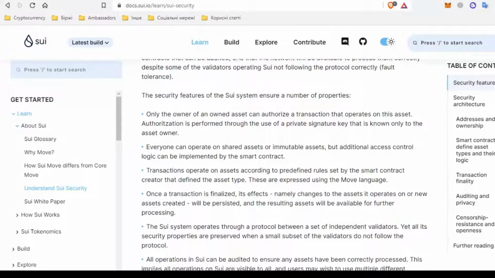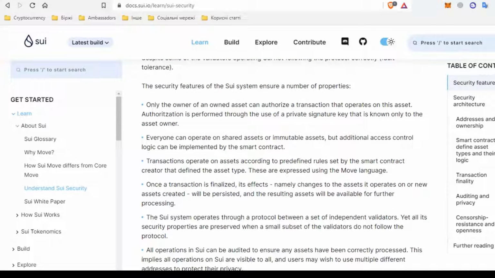The transaction can only be carried out by the owner of this asset, and authorization is carried out using a private signature key, and only the owner can open it. Next, transactions are carried out with assets according to the defined rules of the smart contracts and expressed using the Move language. After the transaction is completed, the change in the assets will be saved and the received assets or those that are left will be available for further use.